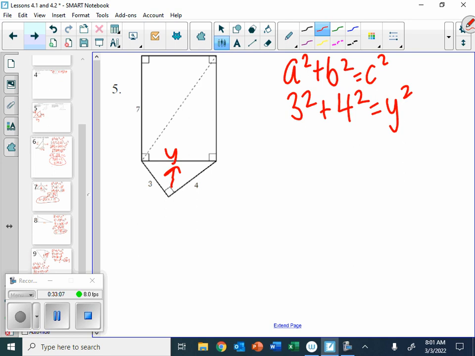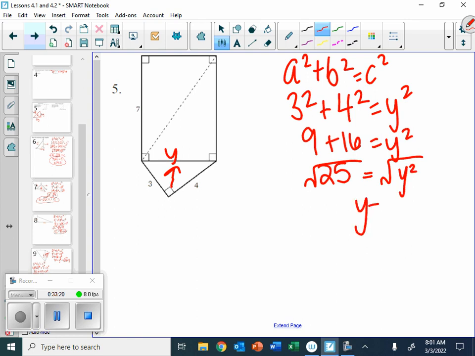5. We get 5. Okay, so 3 squared is 9, 4 squared is 16. So you get 25, which is a perfect square. So when I square root both sides, y is 5. Alright? How is that going to help me? Because now for this triangle on the right, I've only got 5.